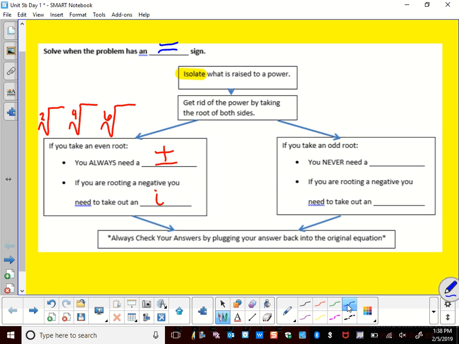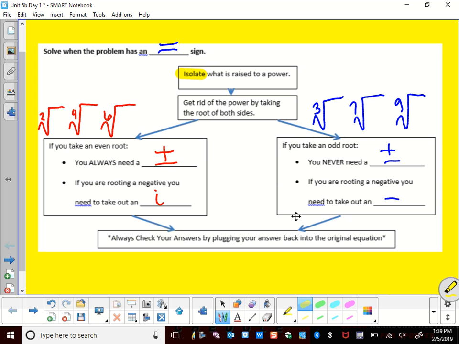If you have an odd root, so that means if we have a cube root, seventh root, ninth root, so on, there's an odd number there, you never need a plus or minus. Okay? Never. If you are rooting a negative, the negative stays. So the difference here is if you have an even root, you must have plus or minus. If it's a negative under the radical, you pull it out to be i. If you have an odd root, you don't need plus or minus, but if it's negative under the radical, that negative stays.